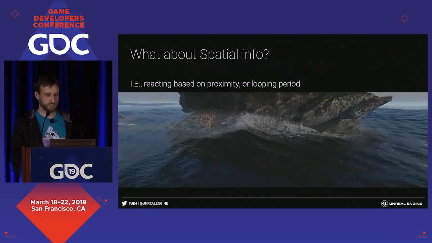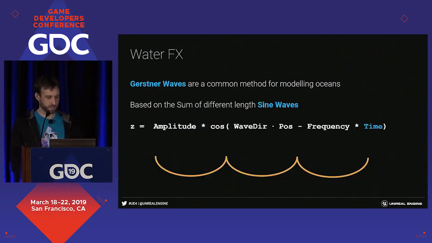Okay, so what if we want to take what we've talked about so far and add some kind of spatial information, whether that's reacting to proximity to something or a looping period that is meant to be synchronized with something else. A good example to demonstrate that is with Gerstner waves and water effects. A Gerstner wave, I think most people are familiar with. It's a way to model the ocean or any water by summing up a bunch of different sine waves.